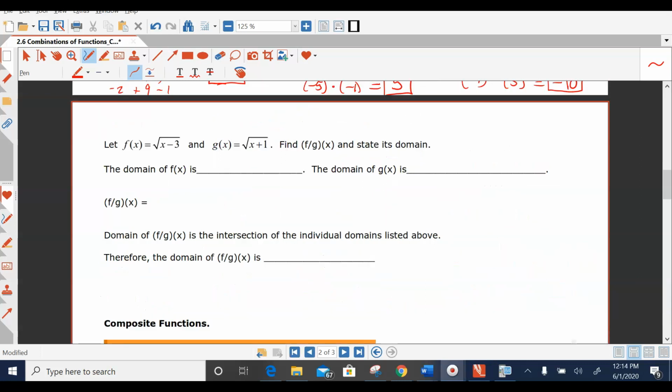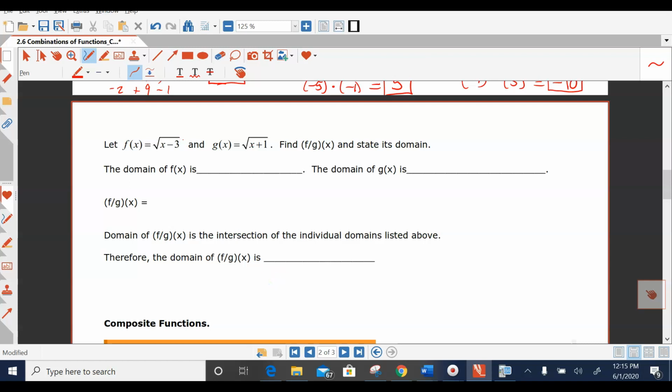Let's pick up with a little work on the domain. So let's review that concept. I've got the function f of x, a new function, which is the square root of x minus 3, and a g of x, which is the square root of x plus 1. I want to find f divided by g of x and state its domain. So let's first look at the domain of the functions individually.